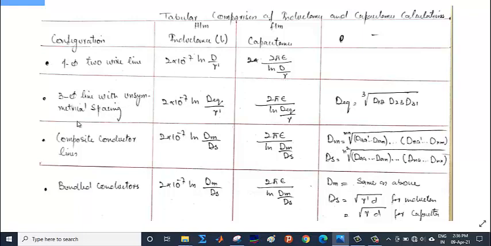Next, the three-phase line with unsymmetrical spacing. The inductance is 2 into 10 to the minus 7 ln of d equivalent by r dash. Here also it will be similar, 2 pi epsilon divided by ln of d equivalent by r. D equivalent will be equal to the cube root of d12, d23 and d31.